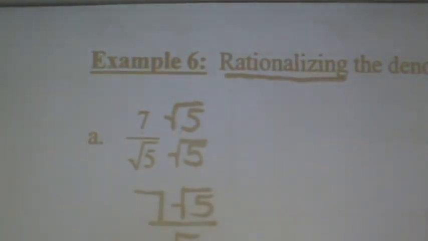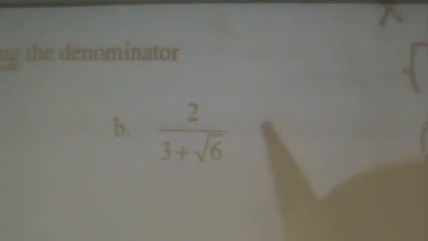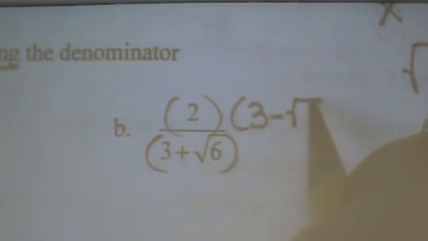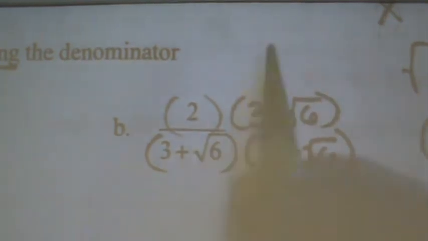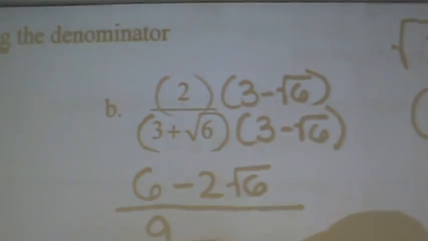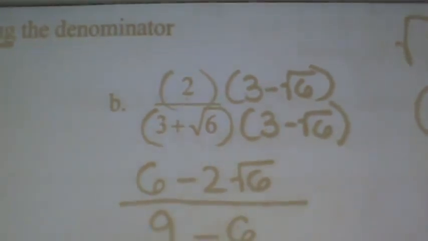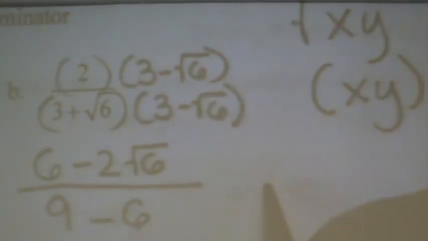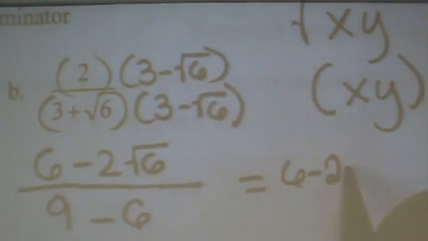Very good. And now what about this one? What's the conjugate? 3 minus the square root of 6. What is this going to be now? What's 2 times 3? And 2 times negative square root of 6? And then what's the bottom? 9 minus 6 is 3. So your answer is, and if you can break it up and simplify it, go for it.